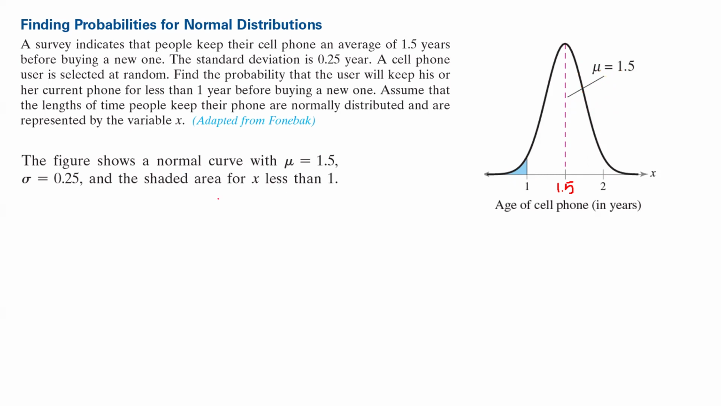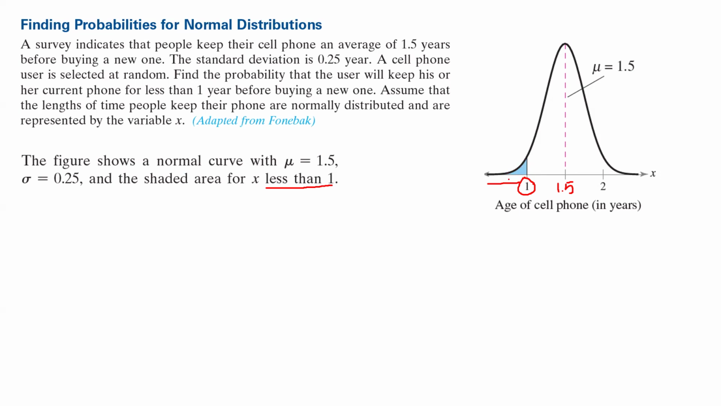It says the area on the left-hand side of 1. Why on the left-hand side? Because it says less than 1. You have 1 just right here. Less than 1 is going to be any number on the left-hand side of 1. So below the curve, you're going to shade this little area.